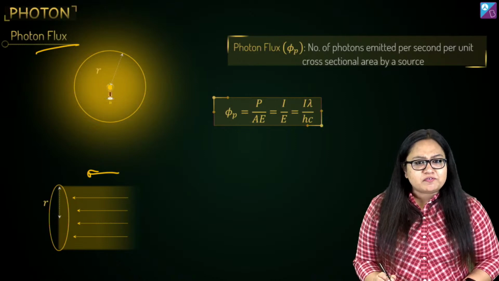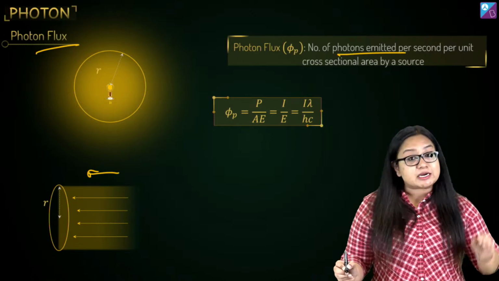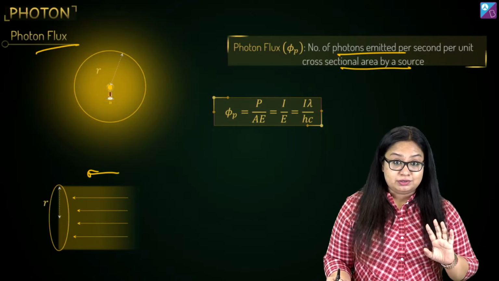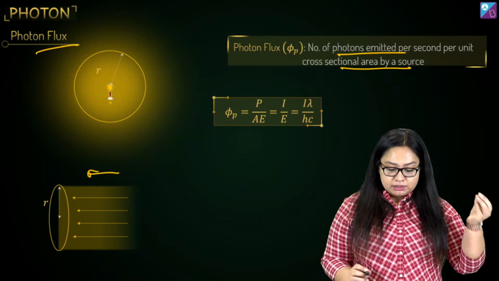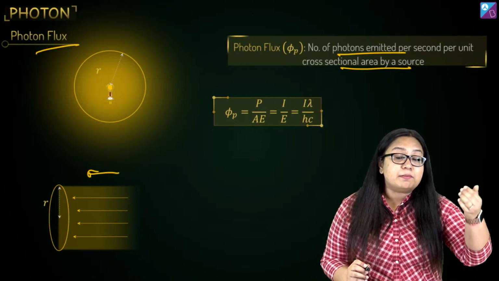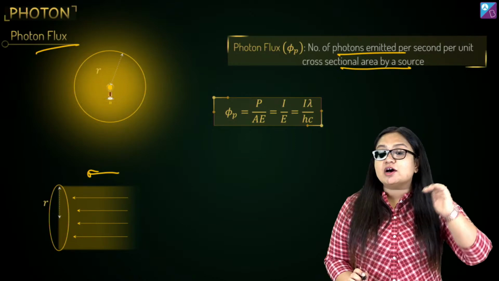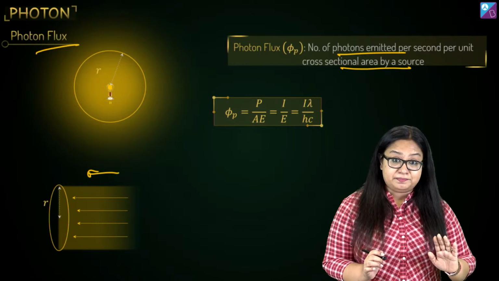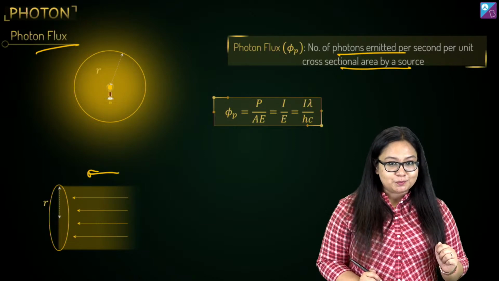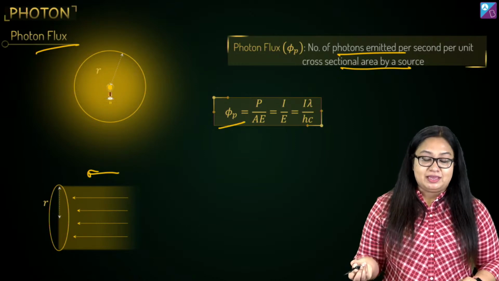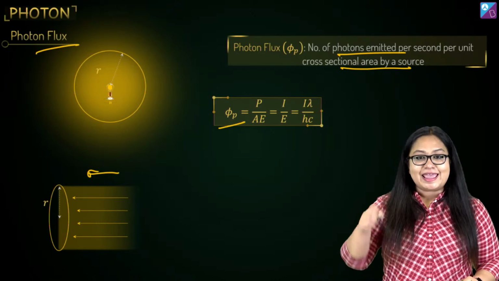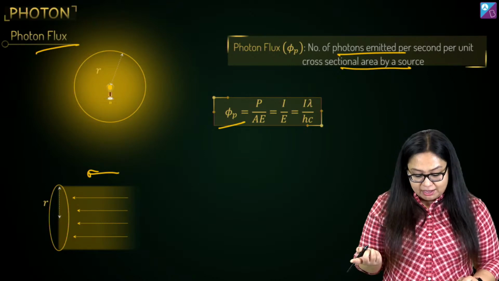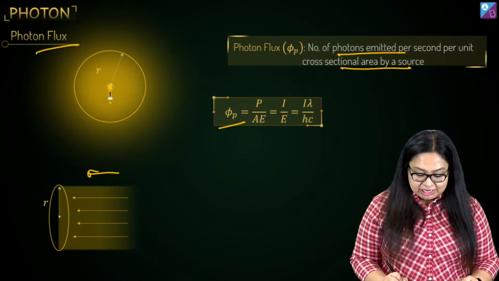So what is photon flux? Photon flux is the number of photons emitted per second, per unit cross-sectional area, by the source. Previously, we calculated only the number of photons per second. Here we are calculating the number of photons per second per unit cross-sectional area. Simple? So photon flux is equal to N divided by cross-sectional area.